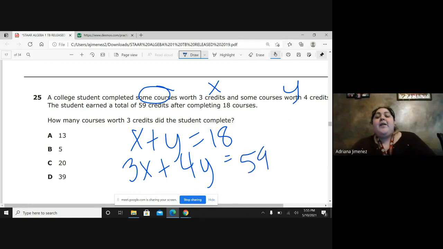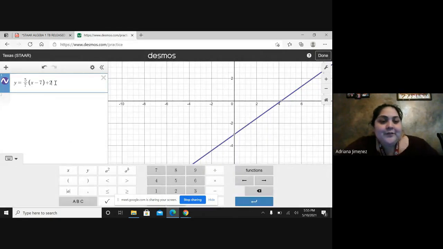Okay. Now, I look through my answer choices because I need to know about numbers that make sense, reasonable numbers. Okay. He can only do 18 classes. That means the number for x and y have to be smaller than 18. These two numbers are not smaller than 18. Okay. The only answers left are 13 and 5. All right. Let's see if the calculator will let us type it in like this. If not, we're going to have to do some work.